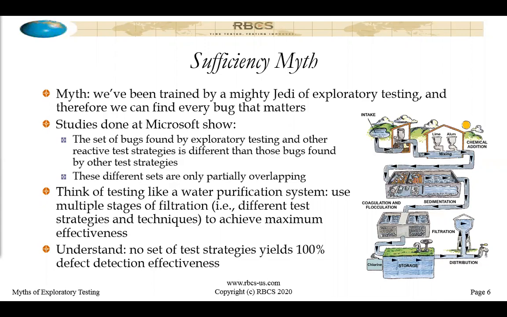And water filtration systems aren't perfect either. There's always some amount of particulate matter left in the water at the end. And similarly with testing, you never get 100% defect detection effectiveness. There are two fundamental principles of testing, right? That testing can show the presence of defects but cannot prove their absence, and that exhaustive testing is impossible. The reason that we can't prove the absence of defects with a set of tests is because there is no finite set of tests which is exhaustive.